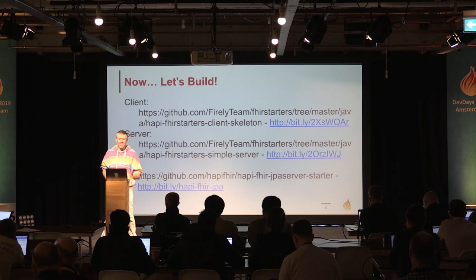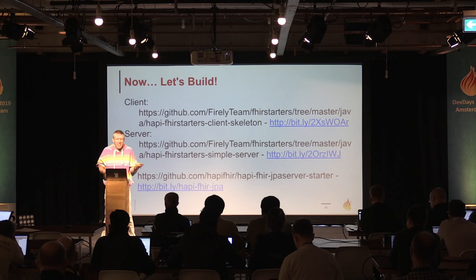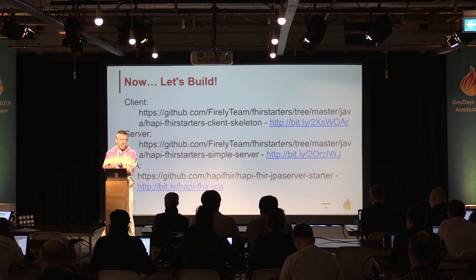The JPA server starter also has this massive README in its GitHub repo, and that includes how, within literally less than 5 minutes, you can have that thing up and running, using an embedded Derby database, or actually an embedded H2 database these days, so you don't even need to install anything to have a working, complete FHIR server, including terminology and subscriptions and all kinds of crazy stuff using that library. So that's kind of fun stuff.